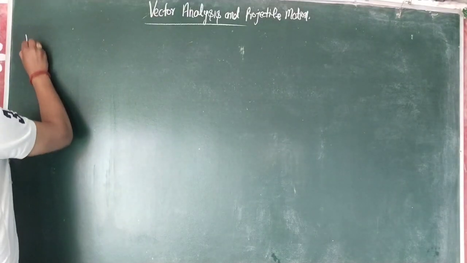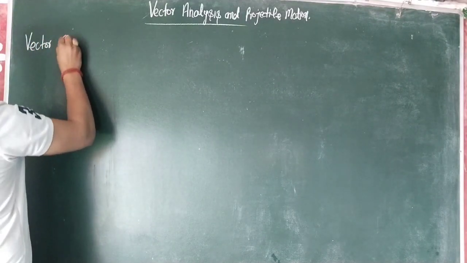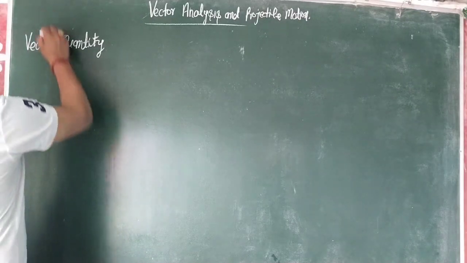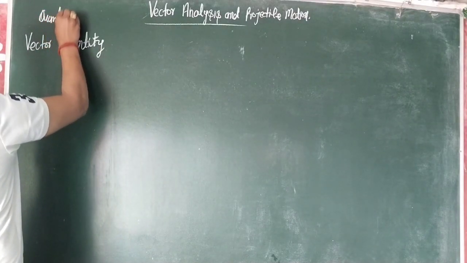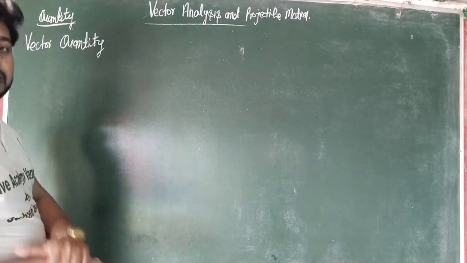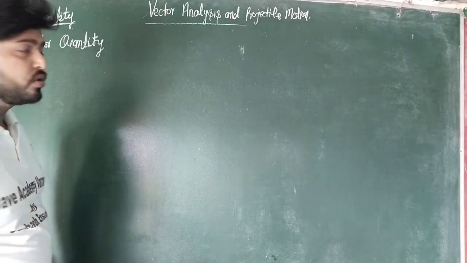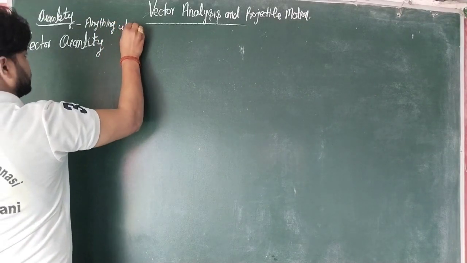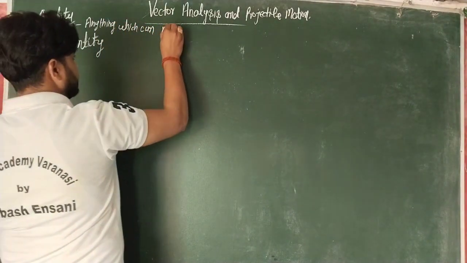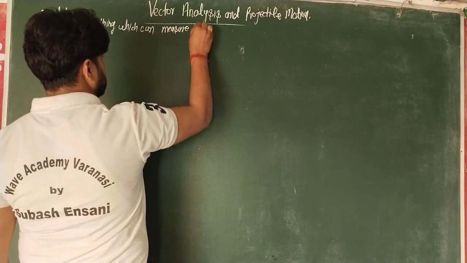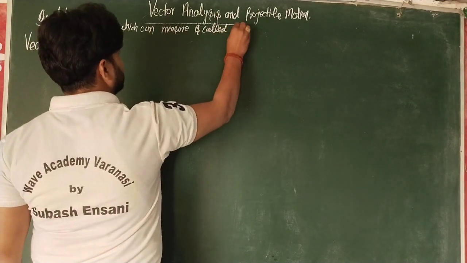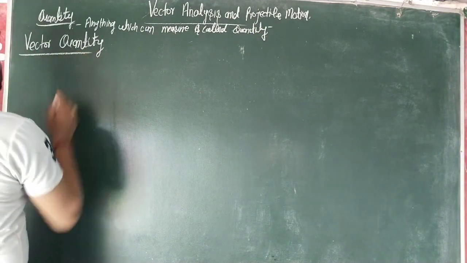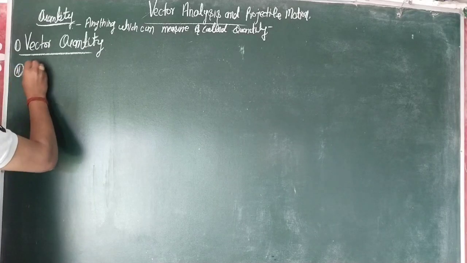First of all, we know that about what is a vector quantity. You know that about the quantity. Quantity means anything which can be measured, that is known as the quantity. Anything which can be measured is called quantities. Okay, you know that there are two types of quantity, vector quantity and scalar quantity.